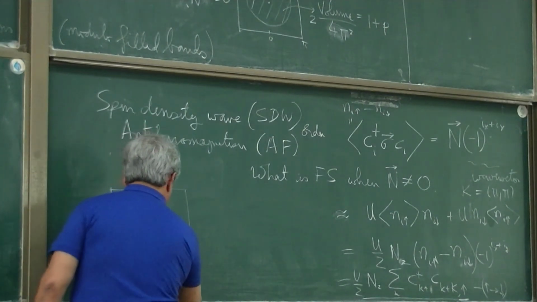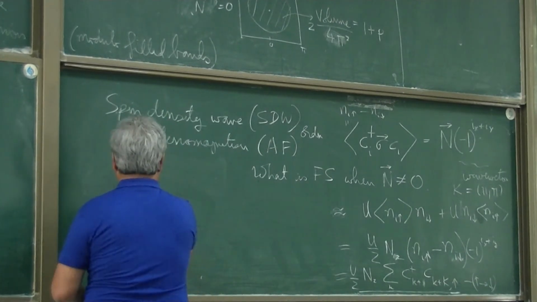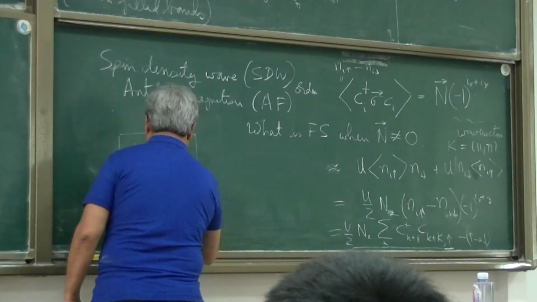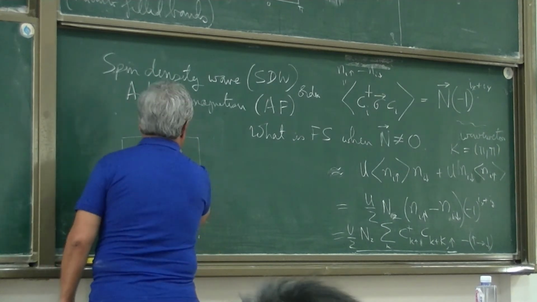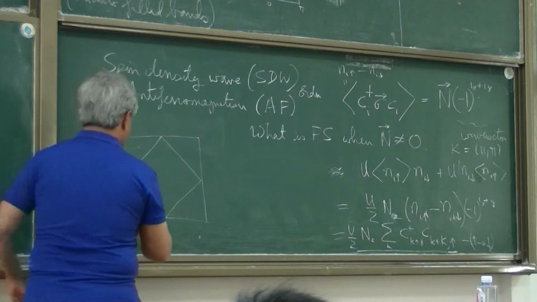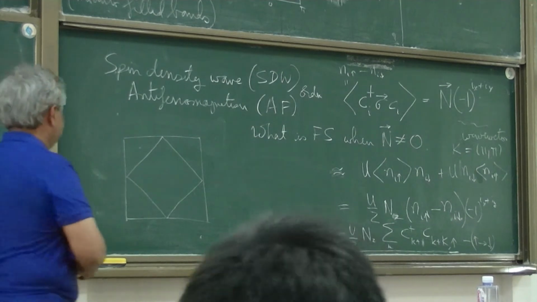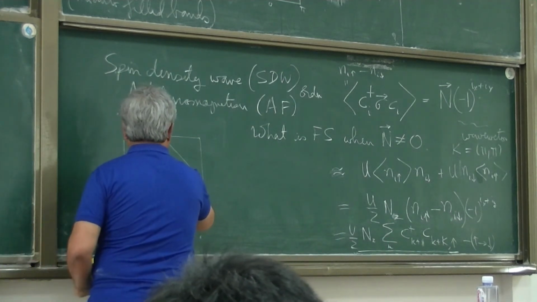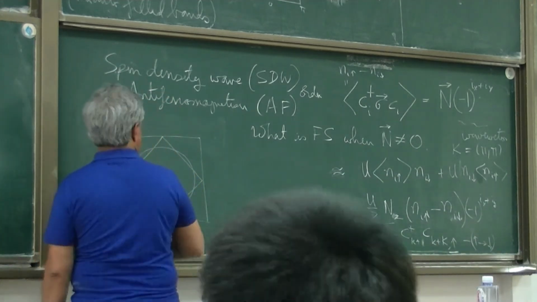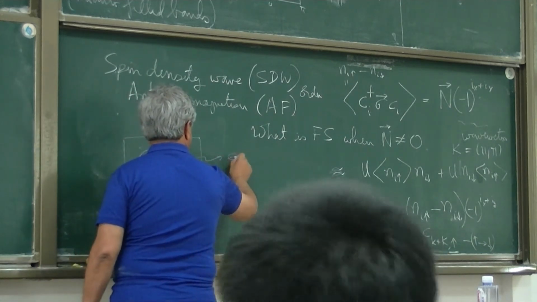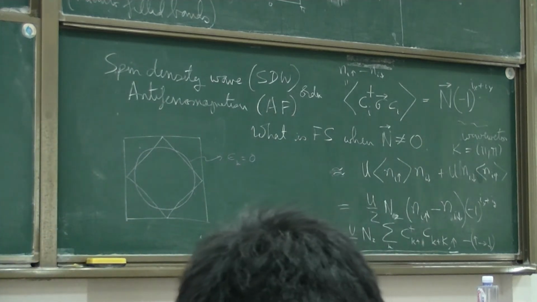So here's the original Fermi zone. This is where I could have used some slides, but okay. So my original Fermi surface, let's use a different color here. Say it looks something like this. So this is the original Fermi surface where epsilon k equals 0. So that's what I start with.